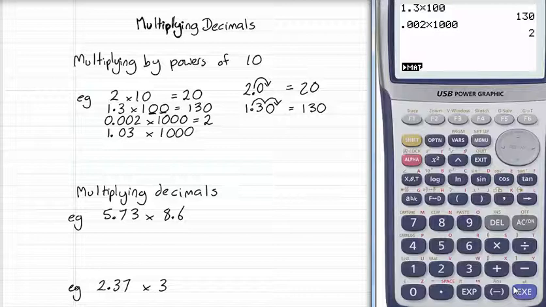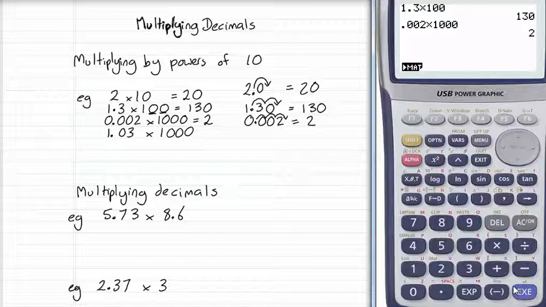So when I did 0.002 times 1000, I take my decimal point 3 spots to the right because there's 3 zeros, and I ended up with 2. So you can see we've checked with our calculator that the method works if I move 1 spot to the right for every 0 in the power of 10 I'm multiplying by.